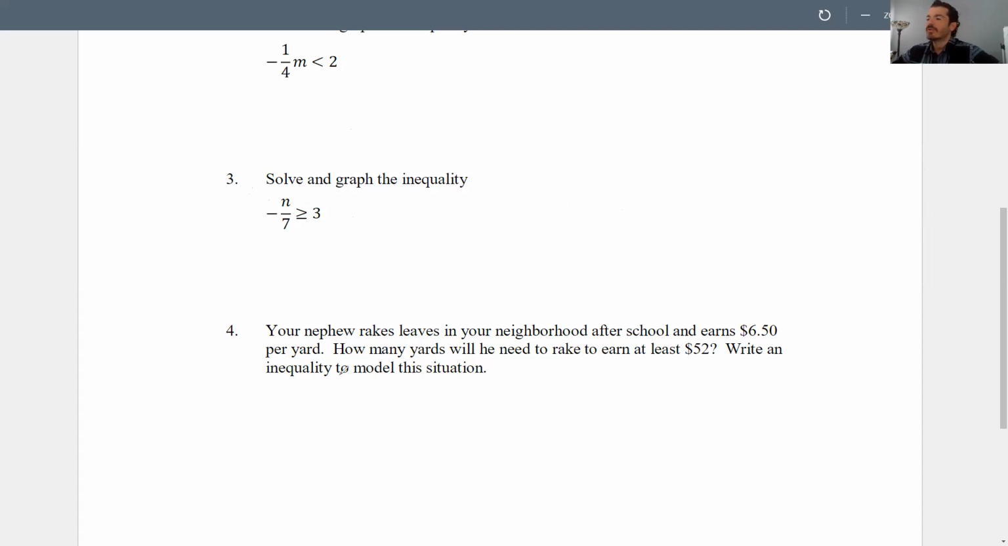Clear all drawings. So, going on to number 4, your nephew rakes leaves. Your nephew rakes leaves in your neighborhood after school and earns $6.50 per yard. How many yards will he need to rake to earn at least $52? So he wants to earn more than that, right? So this is how much he makes: $6.50. Inequality model solution.